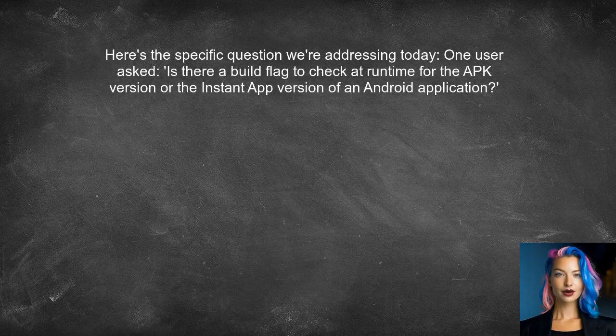Here's the specific question we're addressing today. One user asked, is there a build flag to check at runtime for the APK version or the Instant App version of an Android application? This is a great question and one that many developers have.